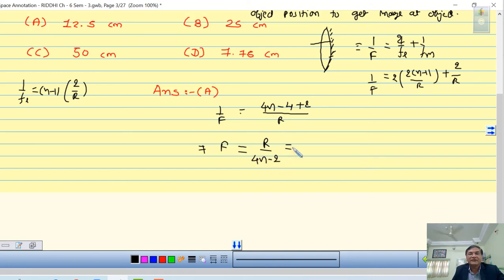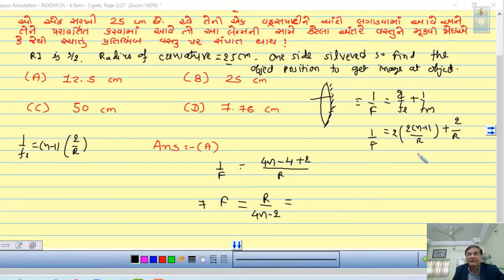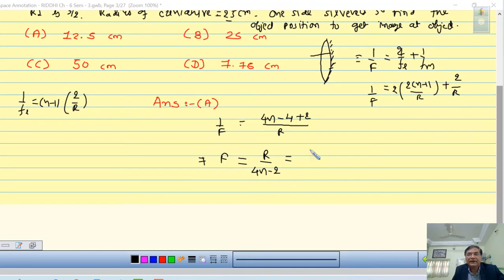Okay, how much r is given? So that is, I think, 25. Yes, 25. So 25 upon 4 times 1.5 minus 2. So this is 25 upon 6 minus 2, that is 4. So this is 6.25. So this is the focal length.